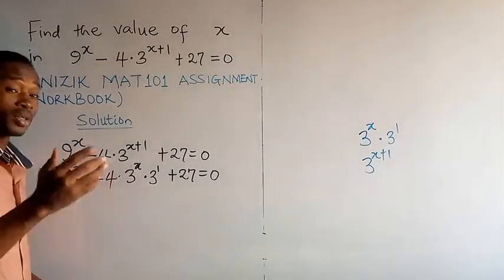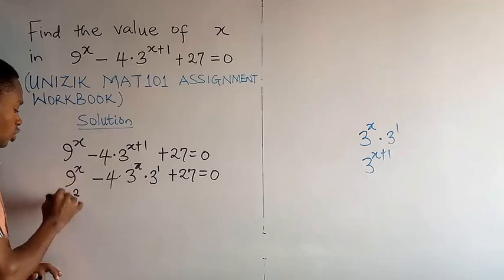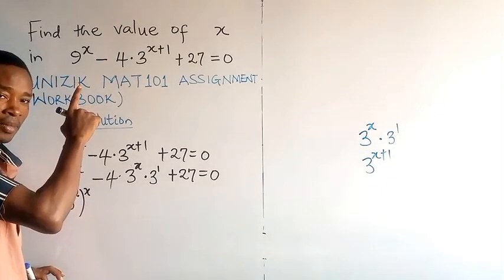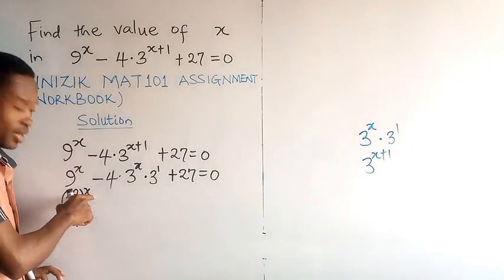Now, 9 can be broken down to 3. 3 to the power of 2 will give you 9, with x as a power on top. This power 2 is going to be multiplied by x.